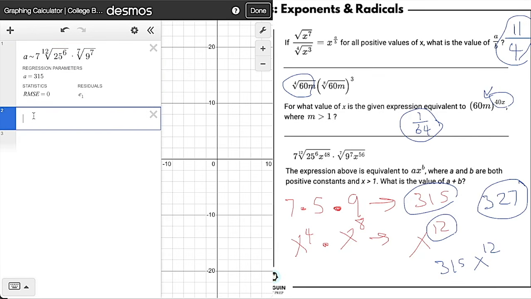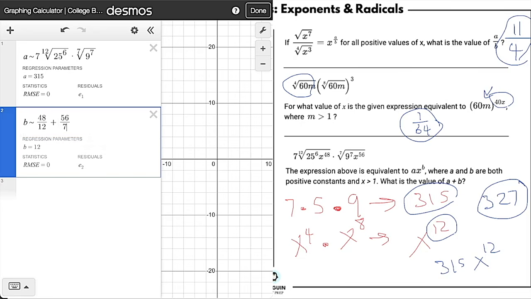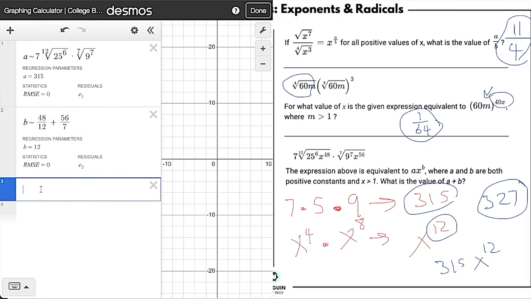And then we do the same thing with our x's. B is going to be tilde to all the x's. And here we want to kind of ignore the x's because it's going to be the exponent, right? So again, we'd still have to remember that fractional exponent rule, where basically it's going to be that 48 over 12 that we talked about, plus that 56 over 7 that we talked about. And then from here, we just type A plus B and we get our answer, 327. So there's one other route that you could use with Desmos.